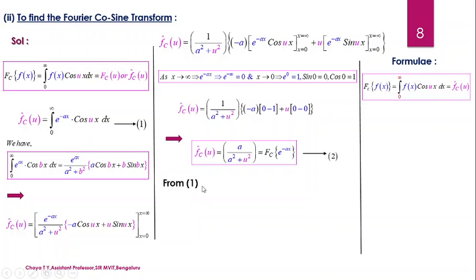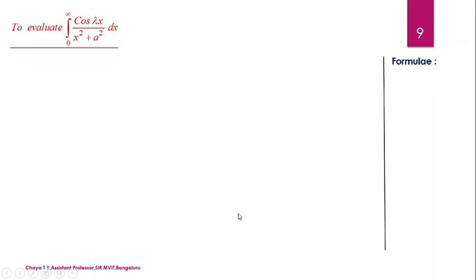So I am going to consider equation 1 here. Equation 1 is the integral of e^(−ax) cos ux dx with the limits 0 to infinity, which equals Fc cap of u. From equation 2, what is Fc cap of u? That is the Fourier cosine transformation. It is nothing but a divided by (a² + u²). So this is what we are going to get.